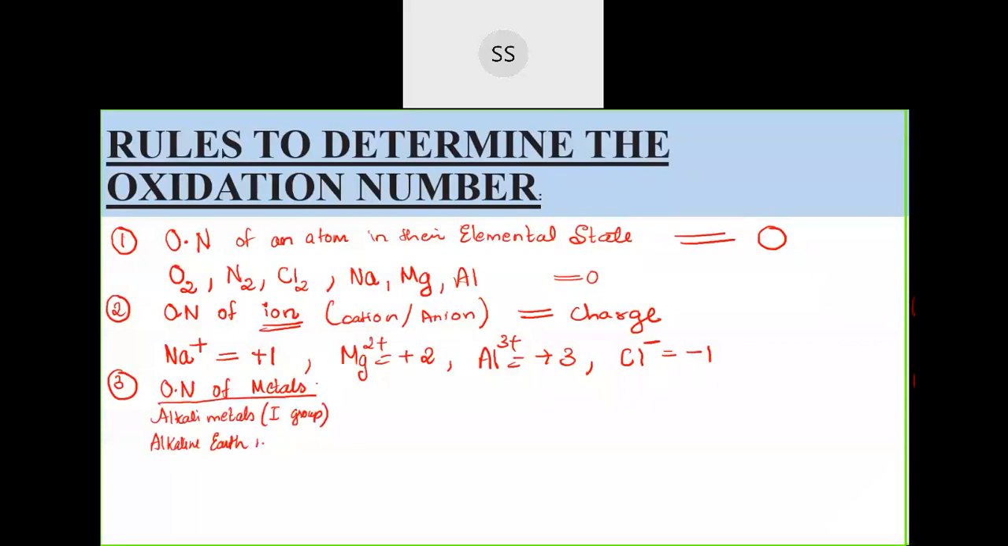And what is the charge? If they are first group elements, like sodium, lithium, potassium, then it is plus one. And if they are second group elements, like beryllium, magnesium, calcium, barium, strontium, then their oxidation state is plus two. Group two elements.